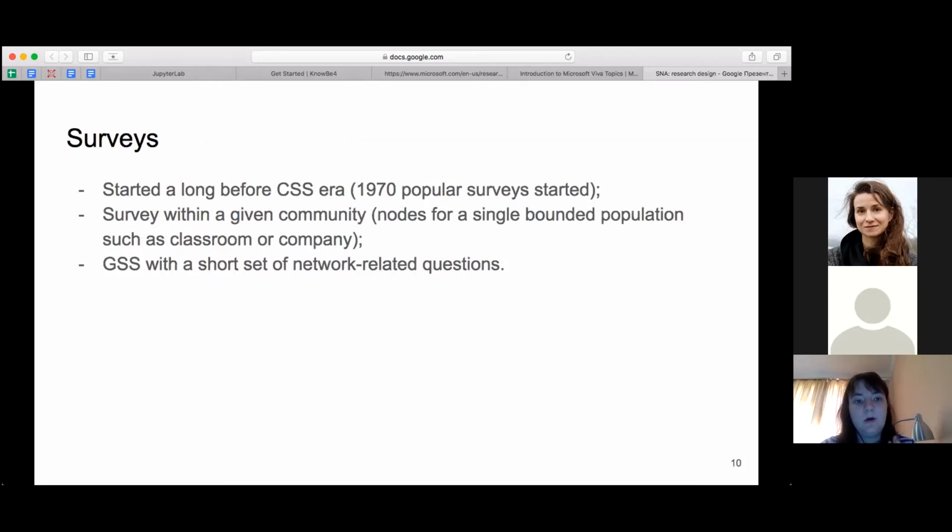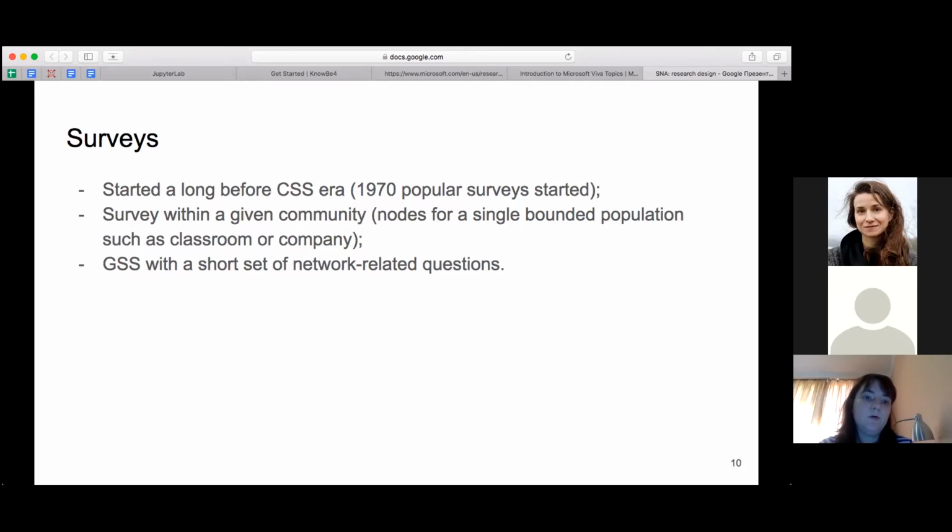And let's move to more concrete case studies. In the frames of our discussion of the case studies, I would like to start with network studies based on survey data.